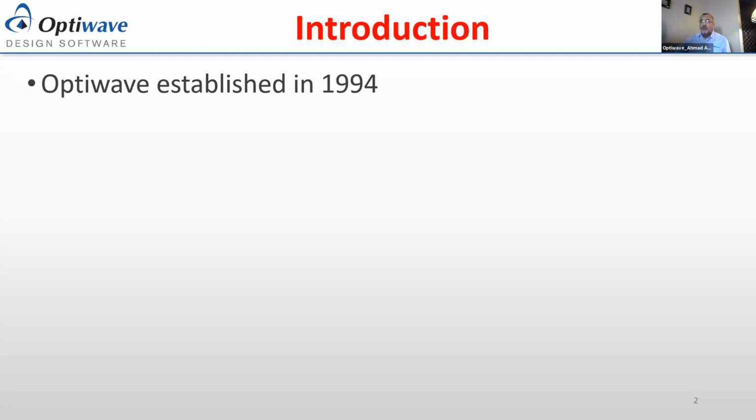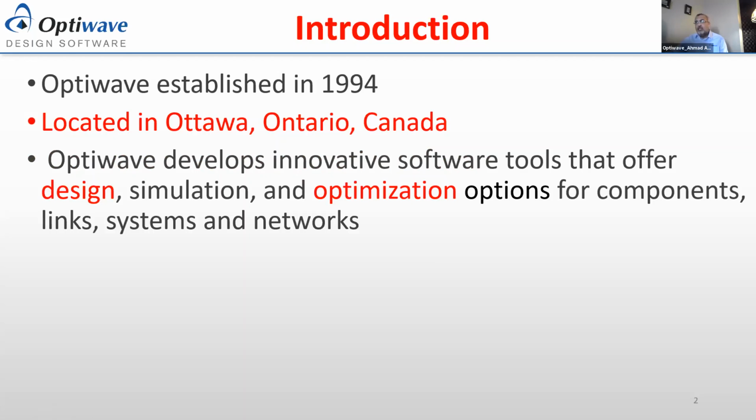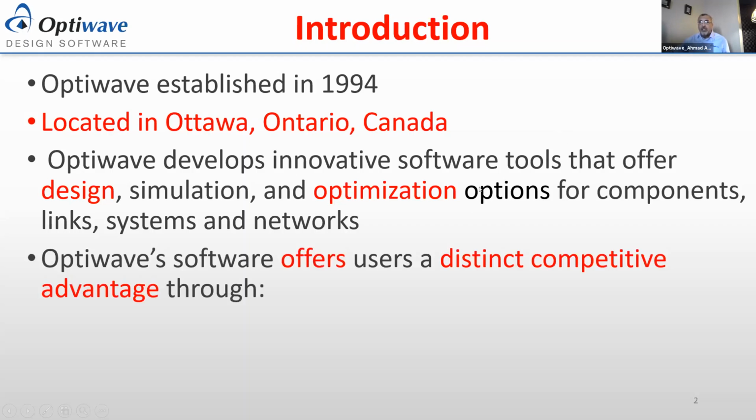a small history about OptiWave. OptiWave was established in 1994. It's located in Ottawa, Ontario, Canada. We specialize in software tools to design, simulate, and optimize components and systems, as well as links and networks.